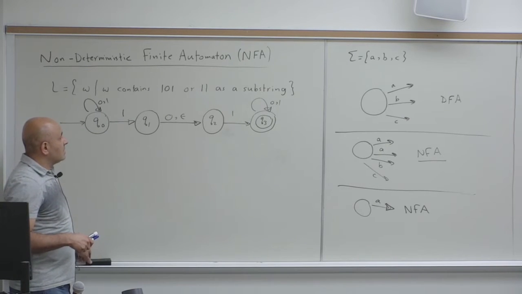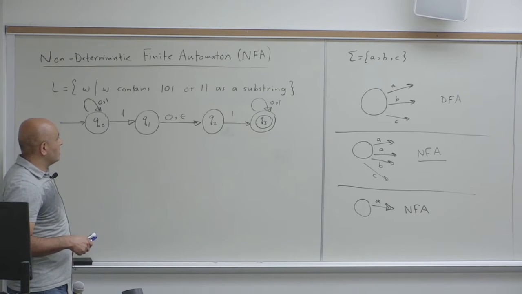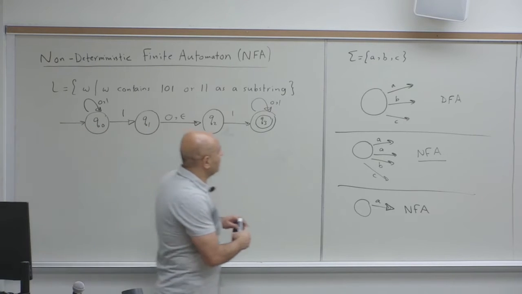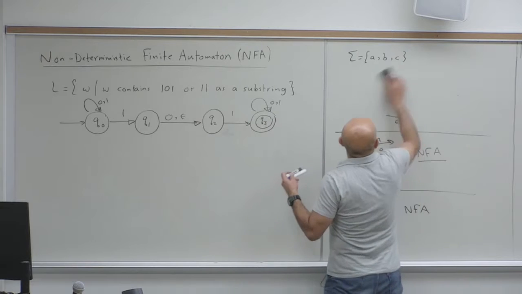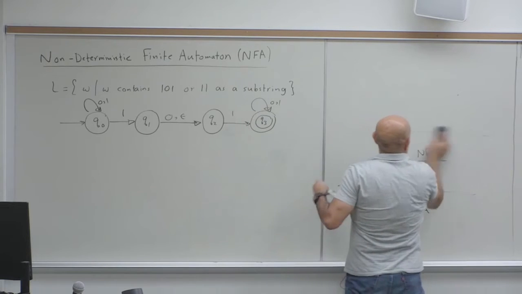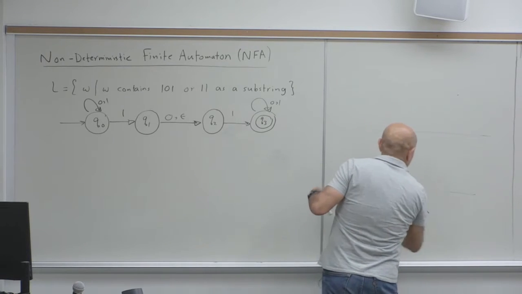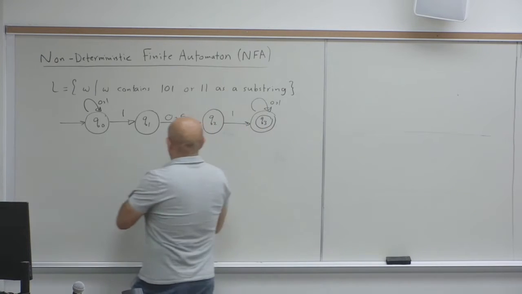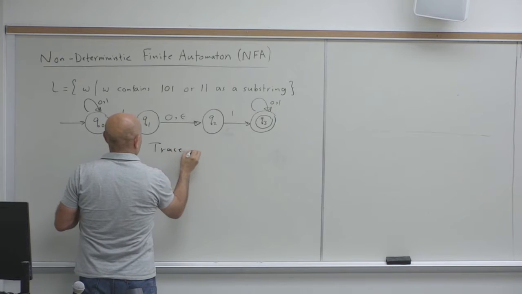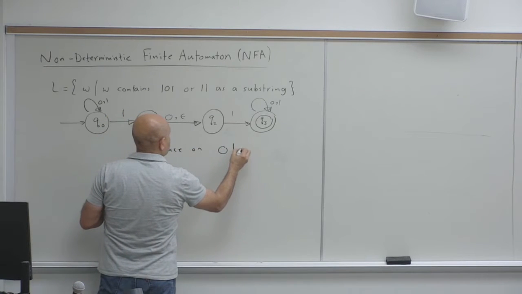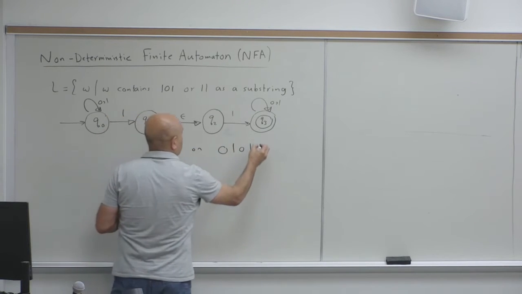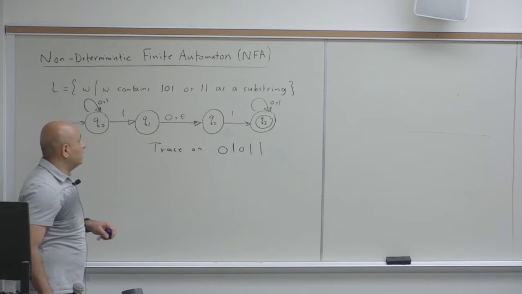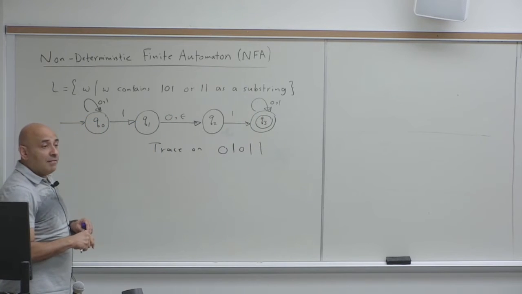Now, how does this work? And why does this recognize the strings that belong to this language? So let's trace it on the following string: 0, 1, 0, 1, 1. Trace it on this string. We'll see how the NFA works.